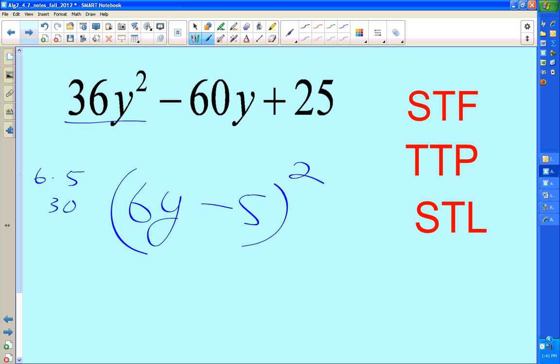However, you can only do it if it's a PST. How do you know if it's a PST? Square root of A times square root of C has to equal half of B, which it does. Or you could take half of B, which is 30, and square it, you get 900. 36 times 25, also 900. The numbers just start getting bigger, so it's easier to do it the other way.